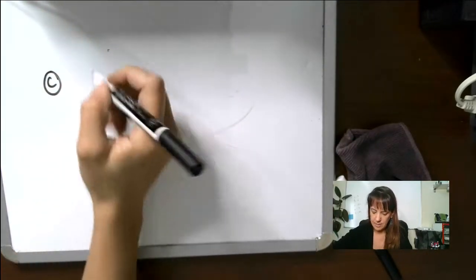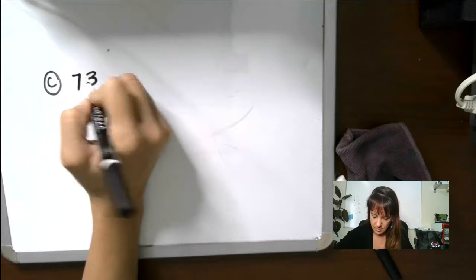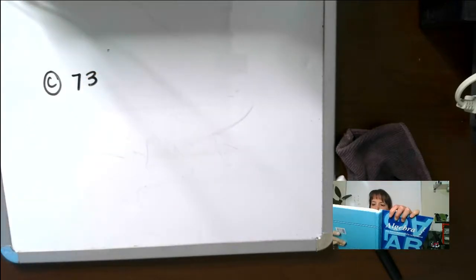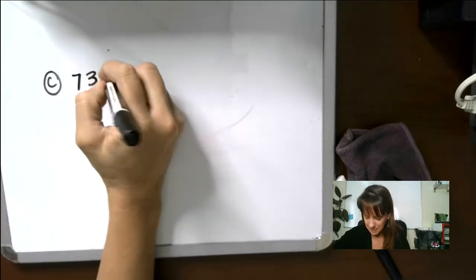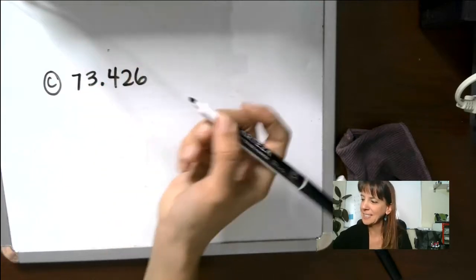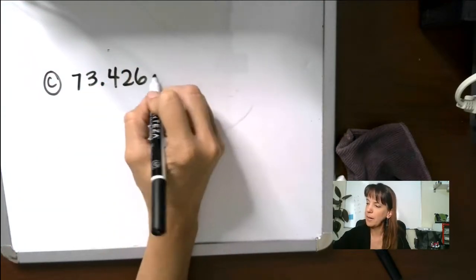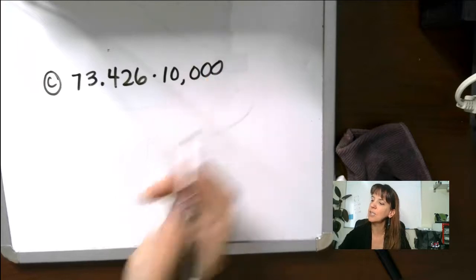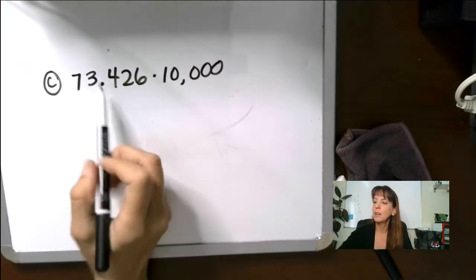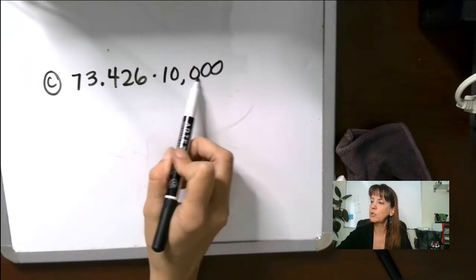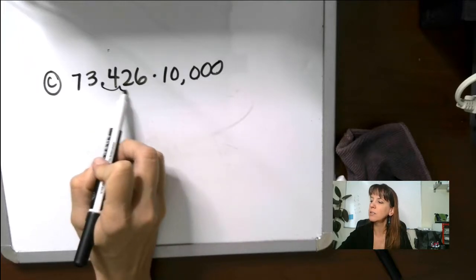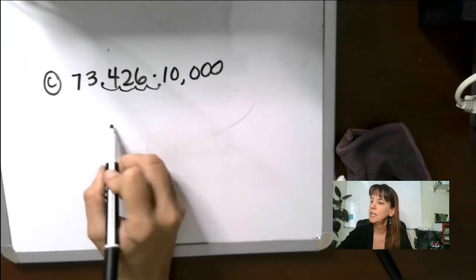Let's look at C. For C, it's 7.3426 multiplied by 10,000. I can't even see. That's a decimal, okay, I thought it was a comma. Multiplying means we're making it larger. The decimal's shown right here. We're making it larger, 1, 2, 3, 4 spots. We're gonna go 1, 2, 3, and 4.